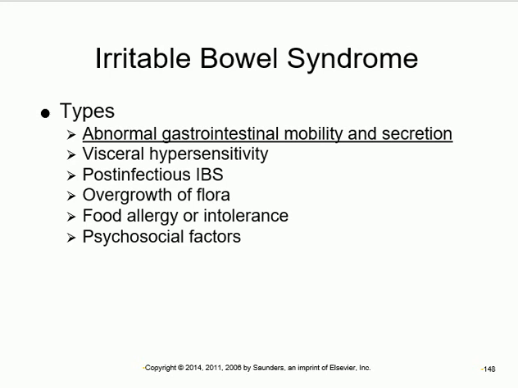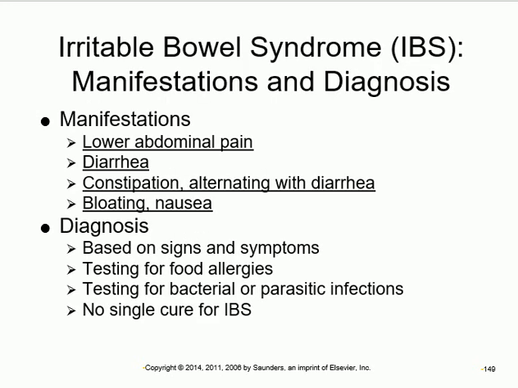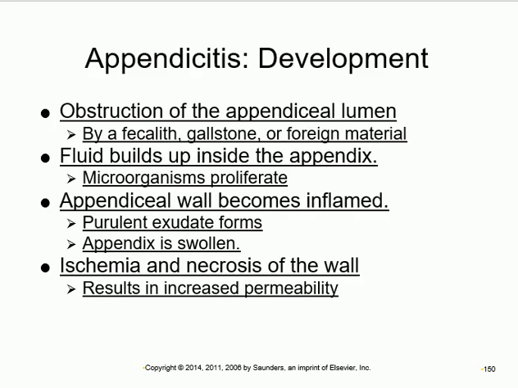Irritable bowel syndrome is a chronic irritation. This person is having stress or something and is having continuous colics. The digestive tract is commonly irritated, leading to increased motility and secretions. So what will those people have? Lower abdominal pain, diarrhea, constipation, bloating. These are the manifestations of this problem.